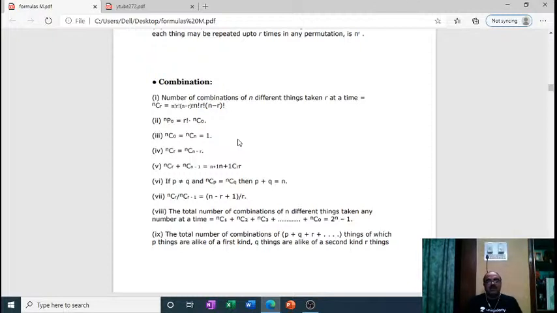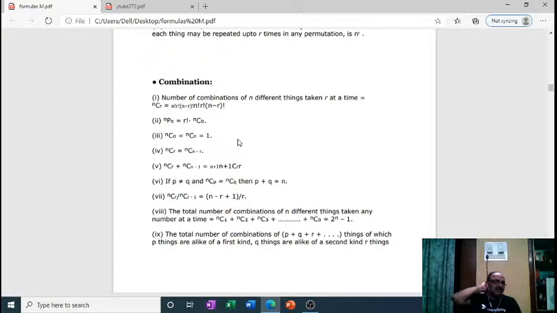If p and q are not equal, then nCp = nCq means p + q = n. If nCp = nCq, then p + q = n. These shortcuts you need to remember.